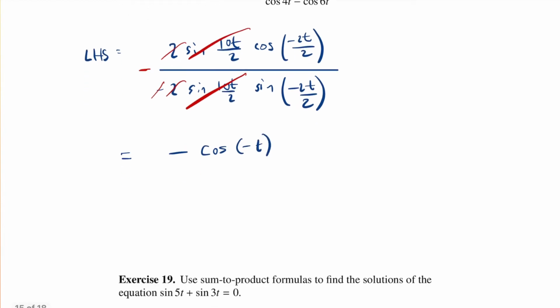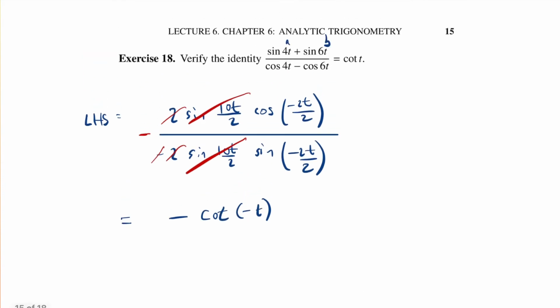And cosine is an even function, which means that this is cotangent, not cosine. Yeah, so that's cotangent, not cosine. And cotangent, I'm sorry, is going to be an odd function. So this negative will come out to the front. And since there's already a negative in the front, that makes it positive. That is the right-hand side.